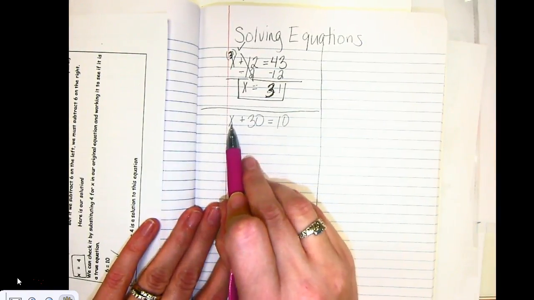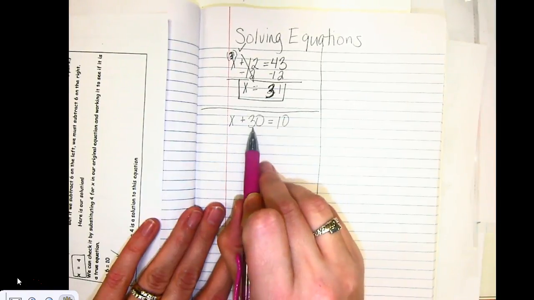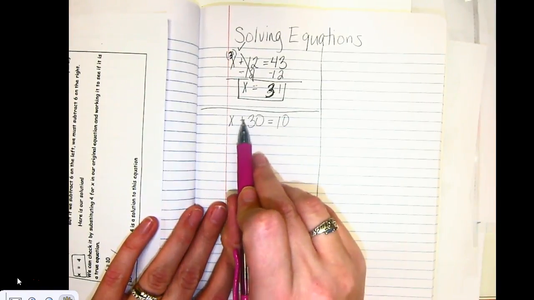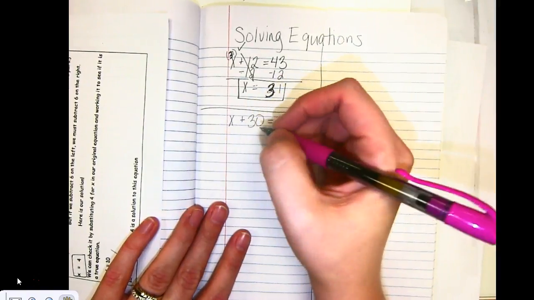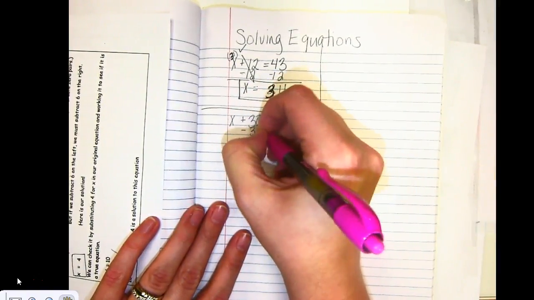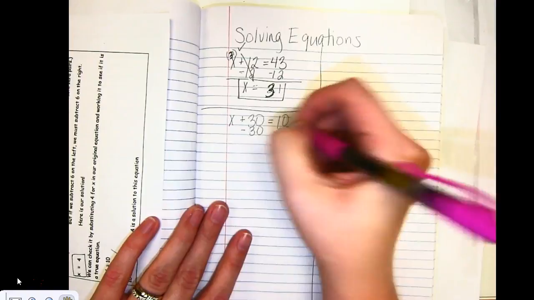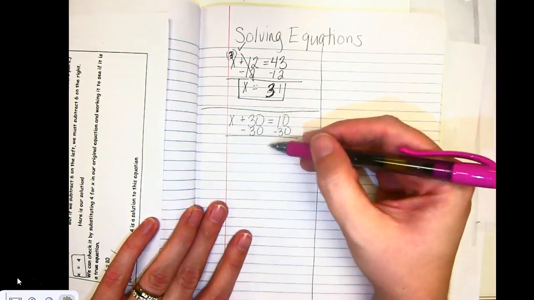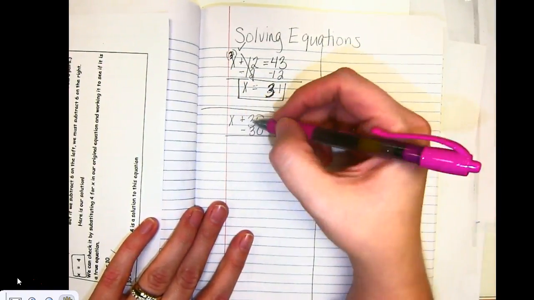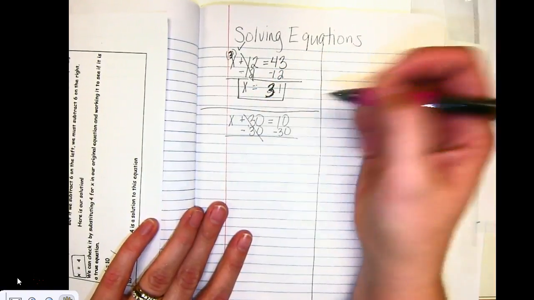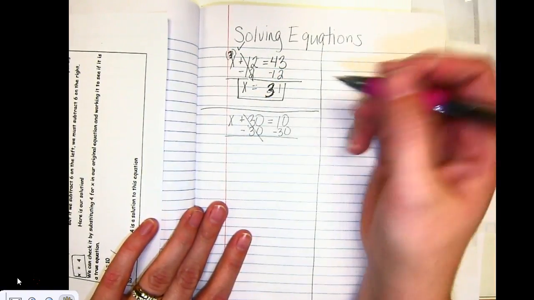We have to isolate the variable. How do we do that? We've got to get rid of this 30. So this is an adding 30, so the opposite of that, or inverse of that, is subtract 30. You are going to subtract on both sides of your equal sign. Remember, it's like a balance. 30 minus 30 is 0, so we're going to cross that out.